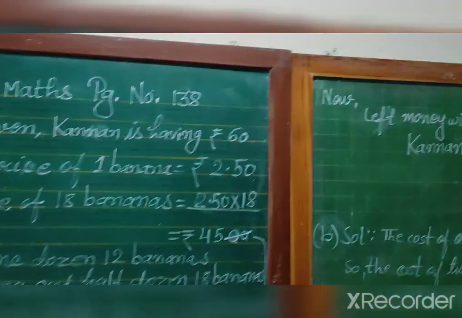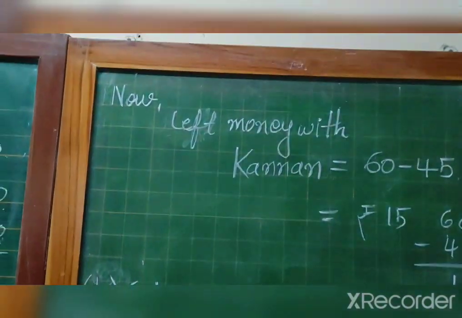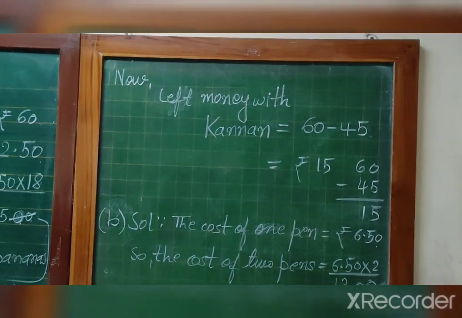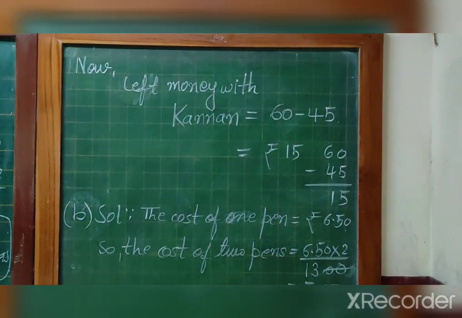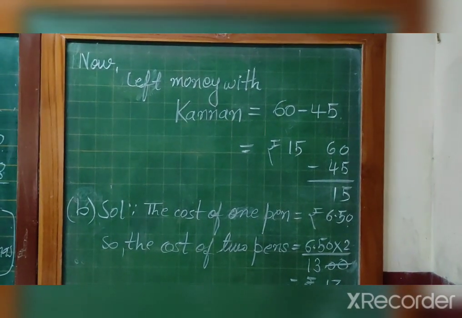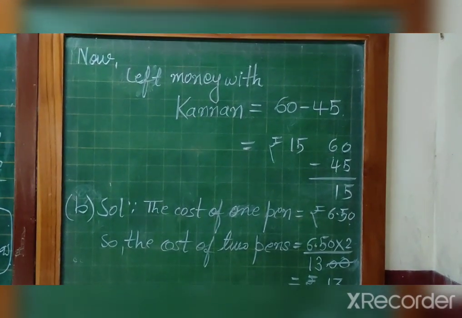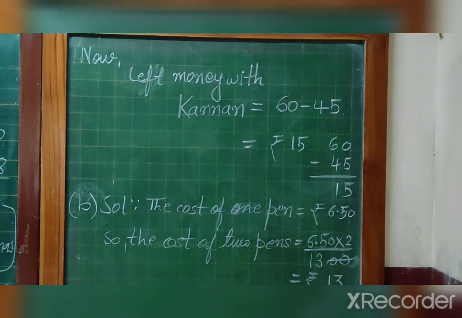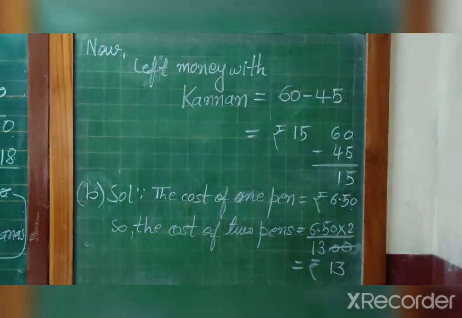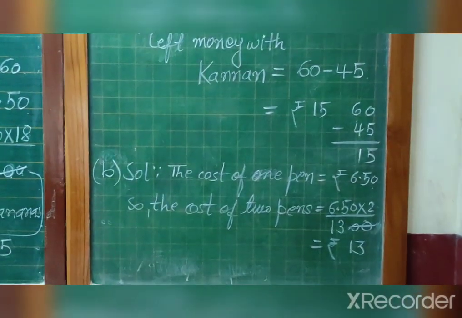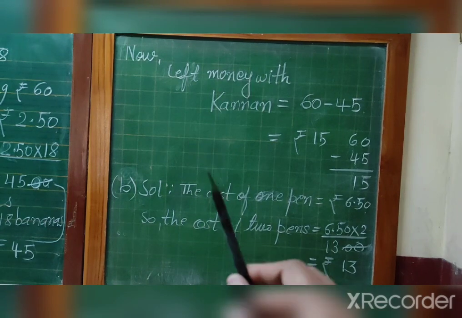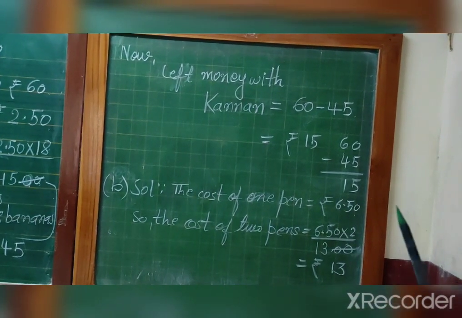Now we will calculate the left money with Kannan. Kannan is having rupees 60, and out of rupees 60 he purchased, or she, whatever, because confusion is there, you can see in the textbook. So 45 rupees we will subtract. So here it will be rupees 15. You can see the subtraction, you will show it in the notebook also. Now in B, in statement form you will write: the left money with Kannan is rupees 15.